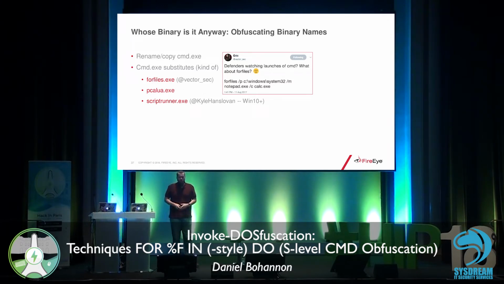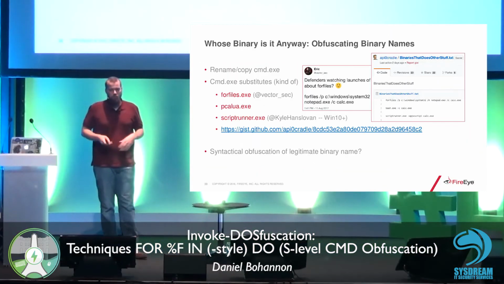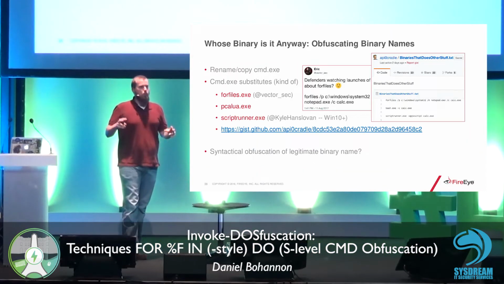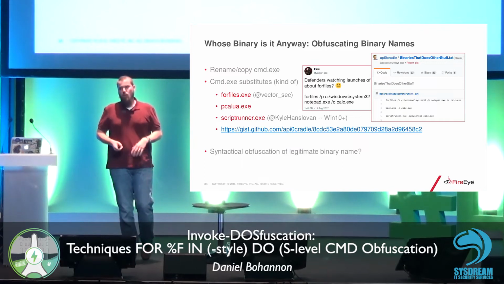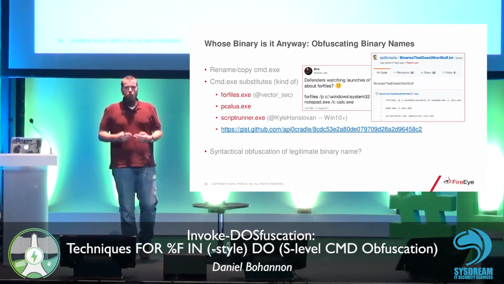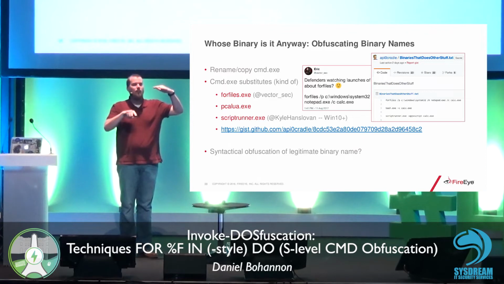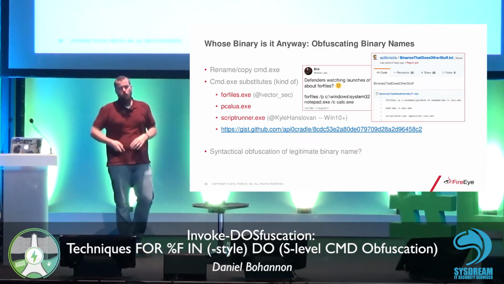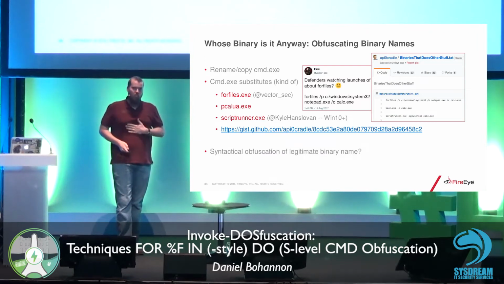There's also command.com, but that's not what we're talking about. There are also cmd.exe substitutes like pcalua, forfiles, and script runners. Some are Win10 only, but basically there's a good list going. The new term now is LOLBins, living off the land binaries. If you're only looking for WinWord spawning cmd, what if WinWord spawns forfiles and then something else? We need to be aware of these additional binaries as well. But that's also not what I'm talking about.